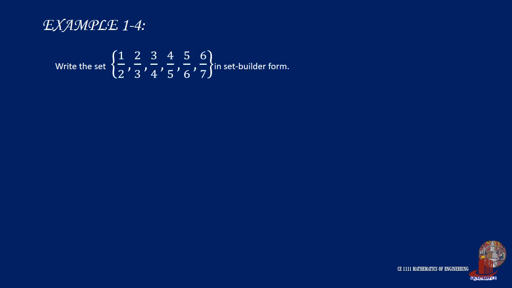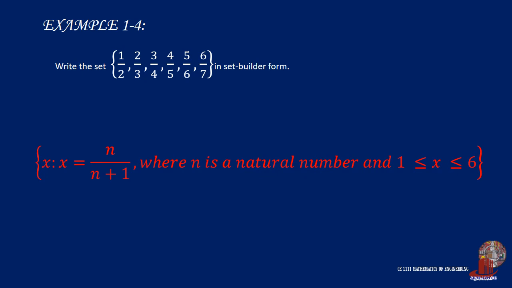For example 4, how do we write this roster form in the set builder form? We see that each member in the given set has the numerator 1 less than the denominator. Also, the numerators begin from 1 and do not exceed 6. Hence, in the set builder form, the given set is given as the set of all x such that x equals n over n plus 1, where n is a natural number and n is between 1 and 6.